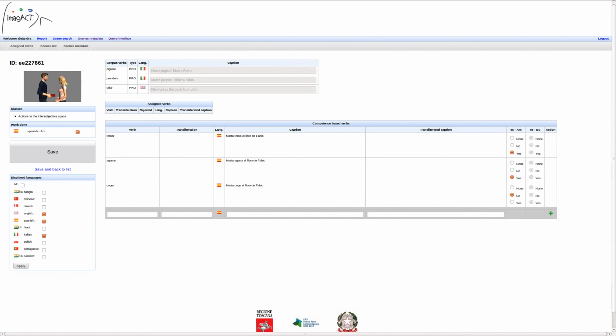The following sections present the implementation procedure for mapping any language onto the IMAGACT ontology using this interface.